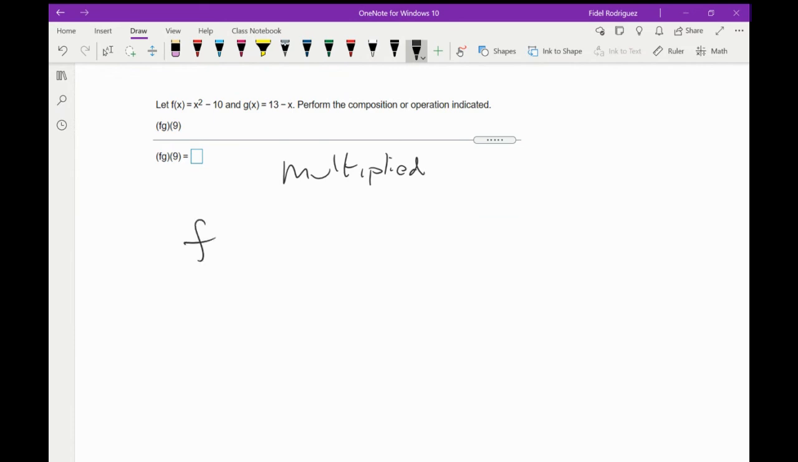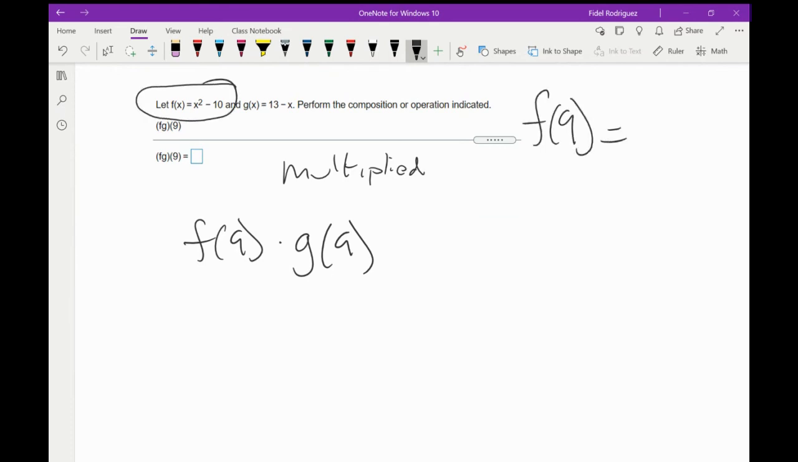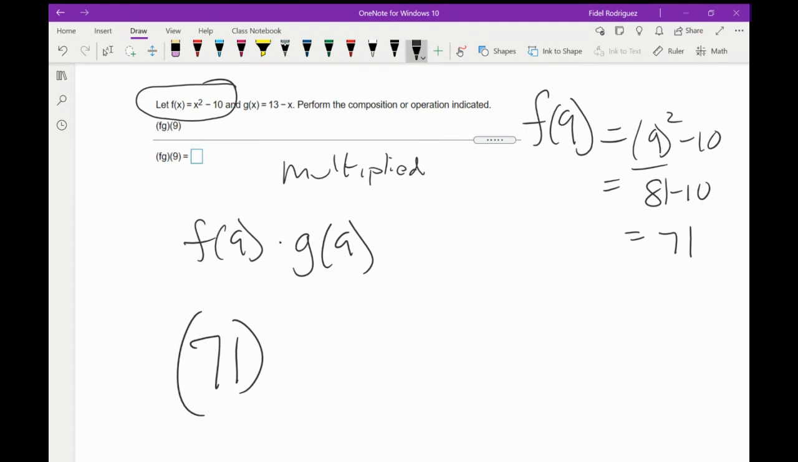Okay. So look, we're going to find f of 9, we're going to find g of 9, and we're going to multiply it. F of 9, remember what f of 9 means? It means come back to this function f. And everywhere you have the letter x, what number are we going to plug in? 9. 9 squared minus 10. What's 9 squared? 81. 81 minus 10 is, so I'm going to put a 71 right here. Boom. I know I'm going to multiply it, that's why I'm putting parentheses, okay?